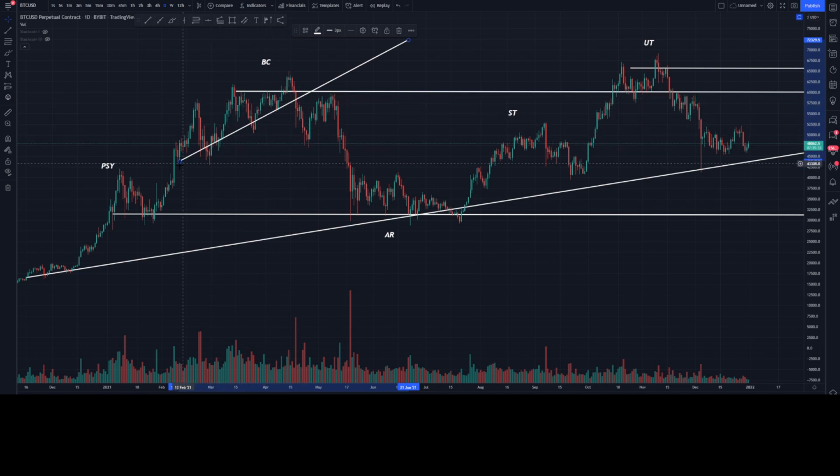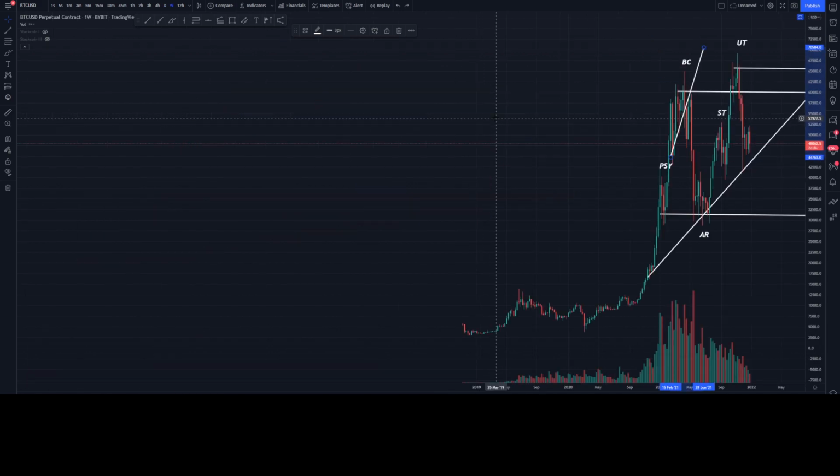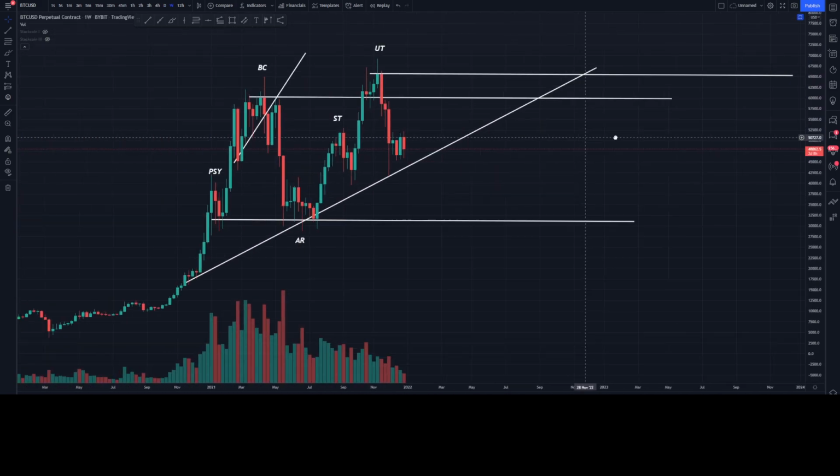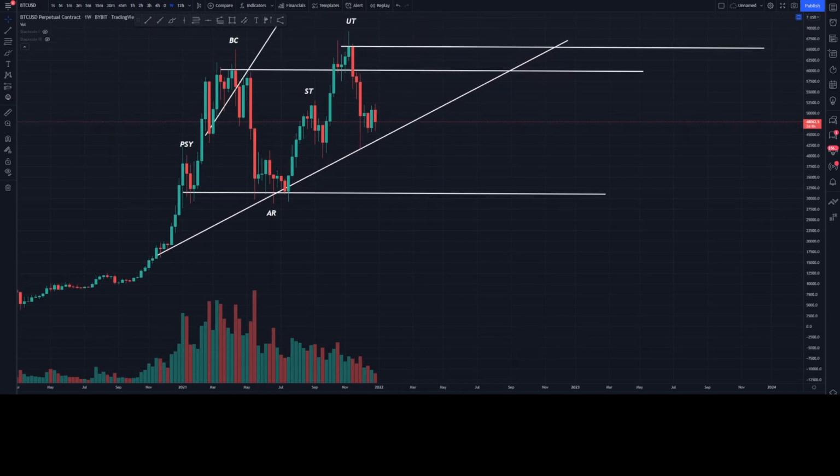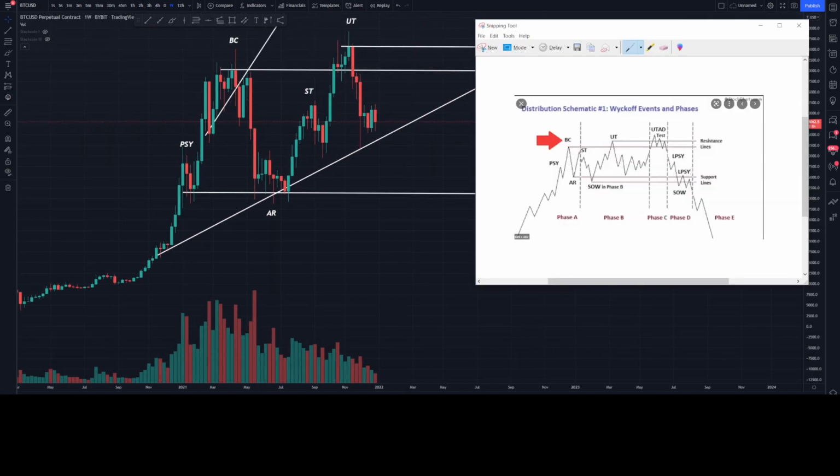This line that was being built, this diagonal, which happens for whatever reason in all Wyckoff distributions, is this one. Meaning, if you look at where we're at, it means we're in this area. This would be that line that I'm talking about right here. Right, so we're in this area here.